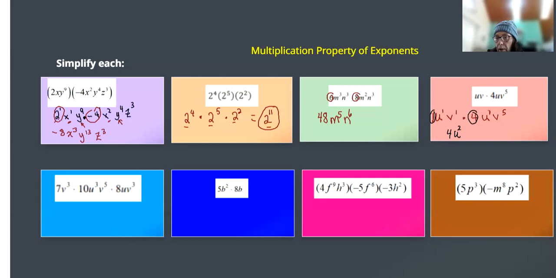Now we've got a common v for bases. And how many do we have together? There's one v to the 1 and v to the 5. That makes v to the 6. And you're done.